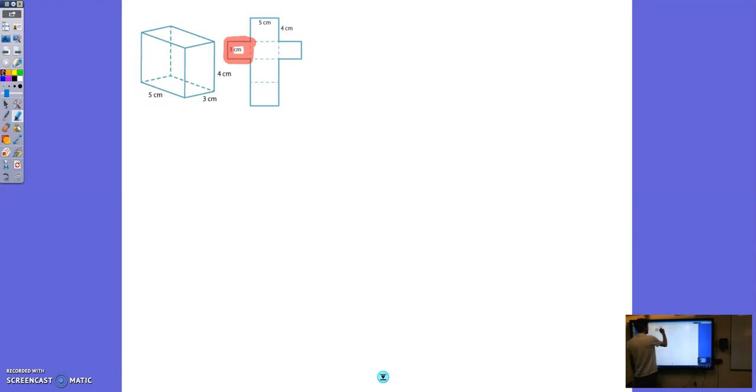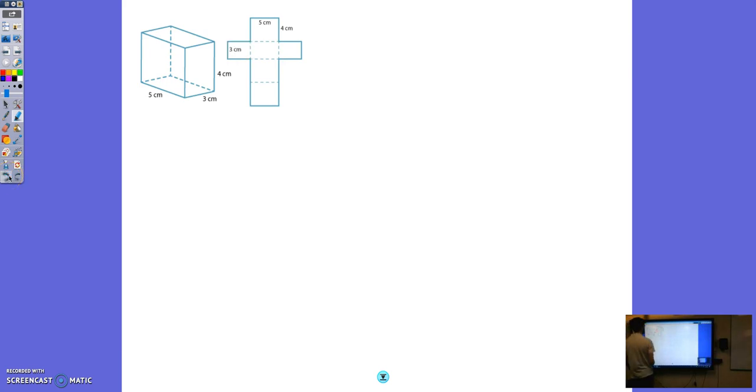So this is 3 centimeters by 4 centimeters. This is also 3 centimeters by 4 centimeters. This is 5 centimeters by 4 centimeters. So this is also 5 centimeters by 4 centimeters. Finally, this is 3 centimeters by 5 centimeters. So this is also 3 centimeters by 5 centimeters. So we only need to find 3 kinds of rectangles, and then we're going to have 2 copies of each.